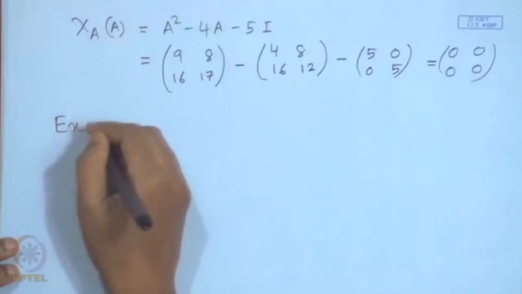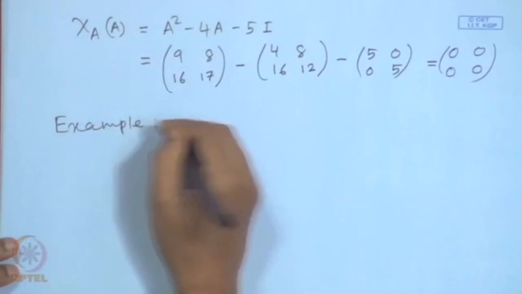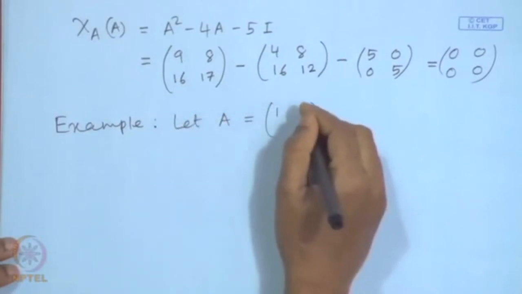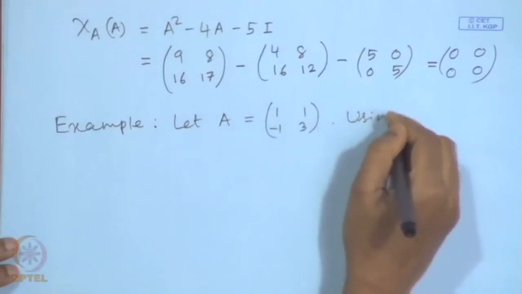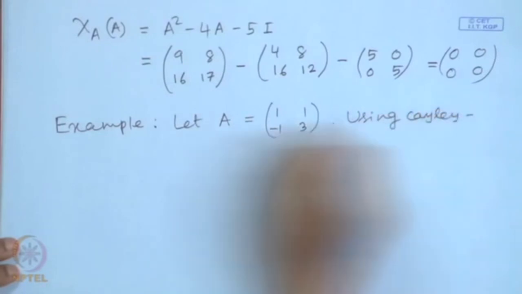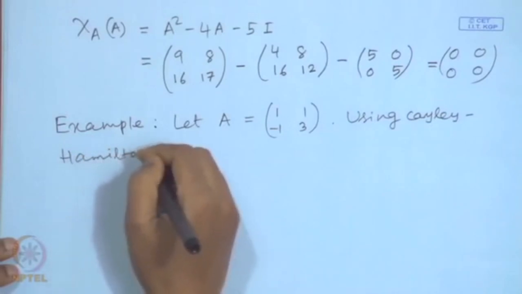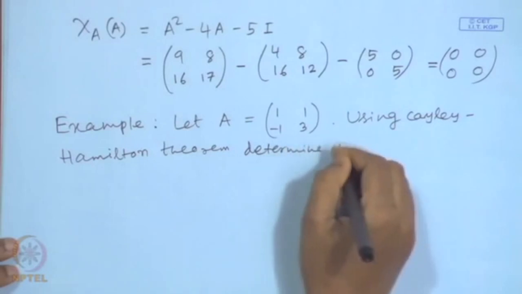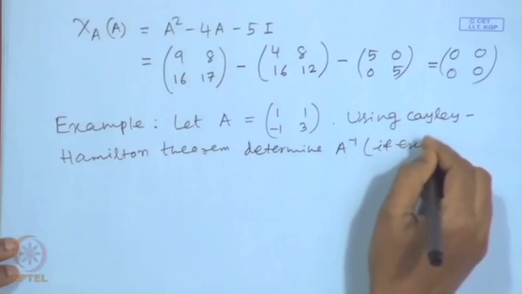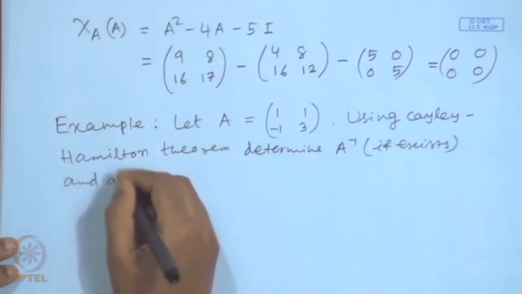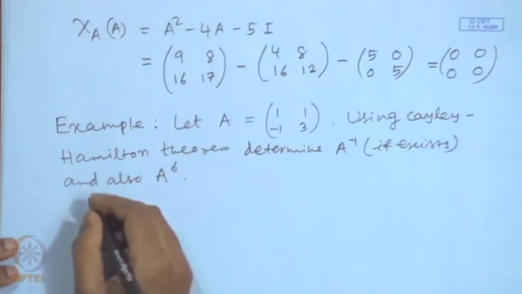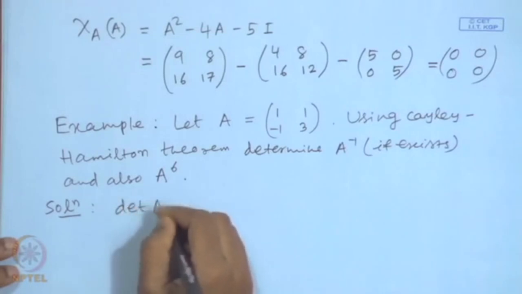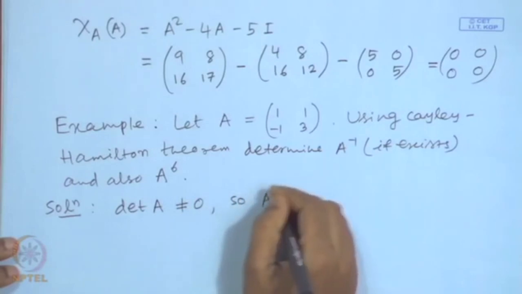Let us see one example in support of this. Here we consider A to be the matrix 1, 1, minus 1, 3. Using the Cayley-Hamilton theorem, determine A inverse if it exists, and also the sixth power of A. Note that the determinant of A is not equal to 0. So, A inverse exists.